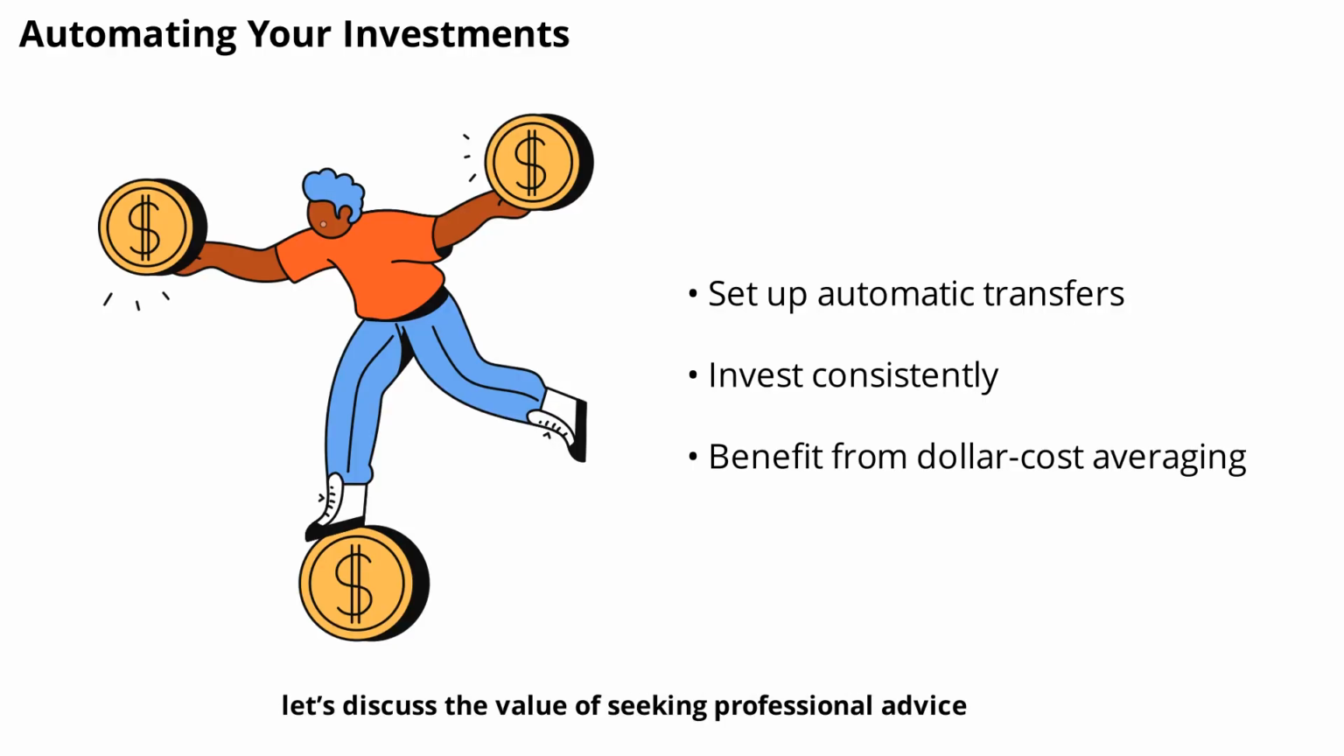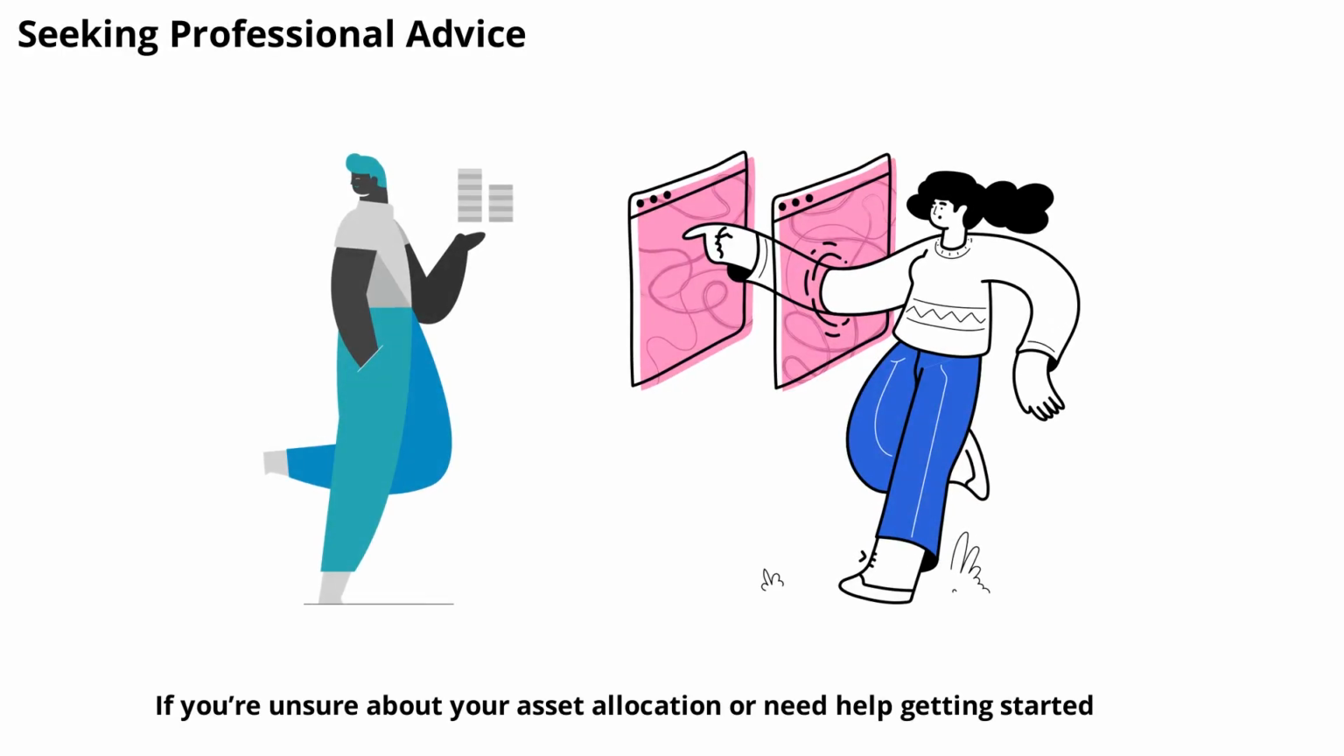Next, let's discuss the value of seeking professional advice. If you're unsure about your asset allocation or need help getting started, consider talking to a financial advisor. Advisors can help you clarify your goals, assess your risk tolerance, and create a personalized plan. Look for advisors who are fee-only and act in your best interest. Even if you prefer to manage your own investments, getting professional advice can give you peace of mind and help you avoid costly mistakes.